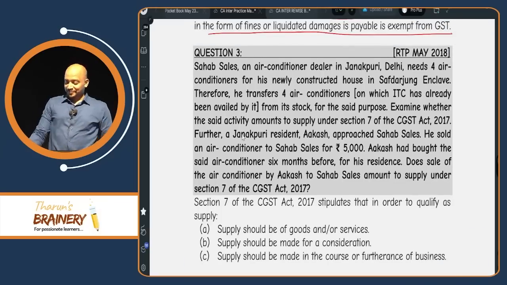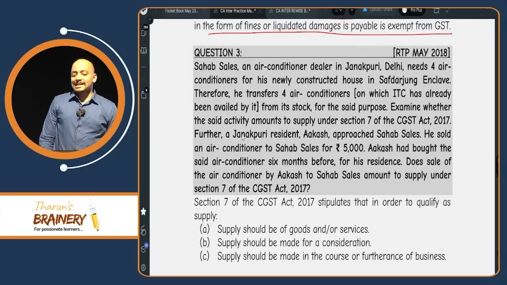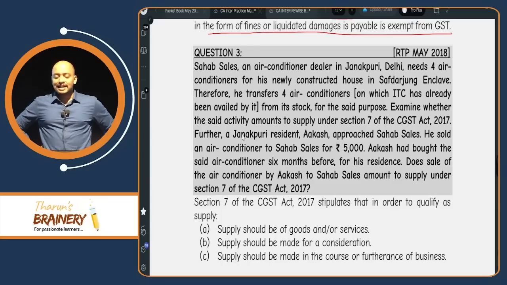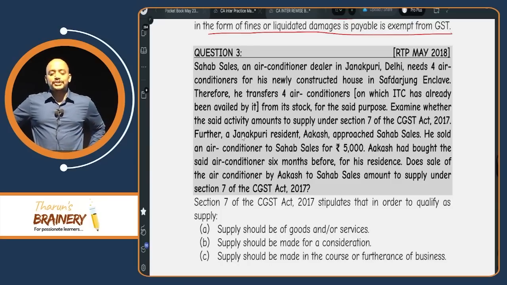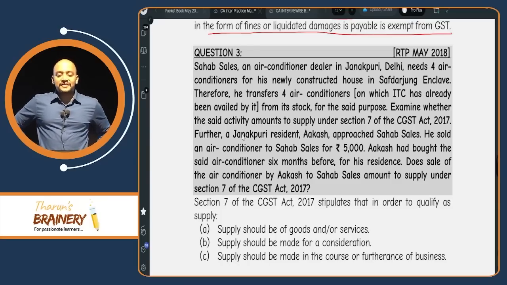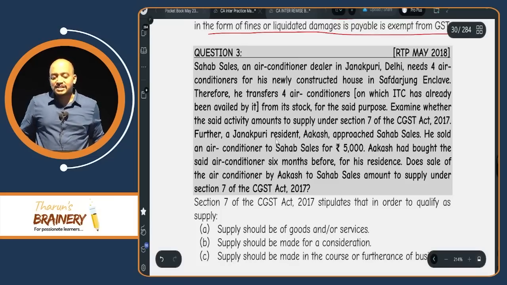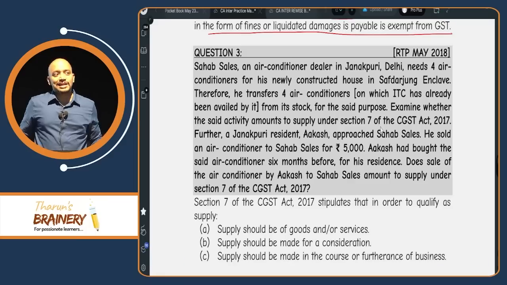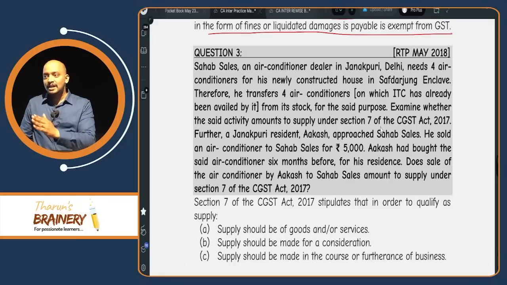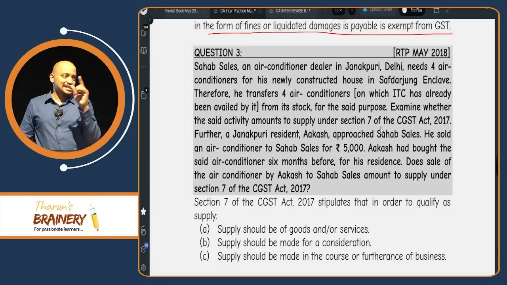Question number 3. Shahab, an air conditioner dealer in Janakpuri, Delhi, needs 4 air conditioners for his newly constructed house in Safdarjung Enclave. Therefore, he transfers 4 air conditioners from his stock. This point only I discussed. An AC dealer purchased the ACs and transferred 4 ACs from his stock to his house. Examine whether the said activity amounts to supply under section 7. Is it for consideration or without consideration? It is without consideration. Without consideration means we need to refer to 7.1c.